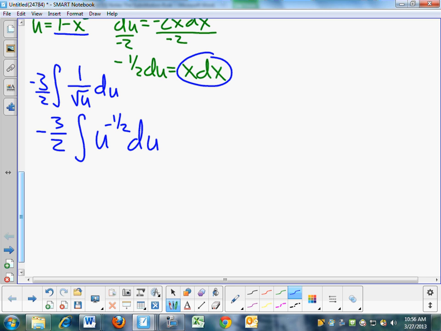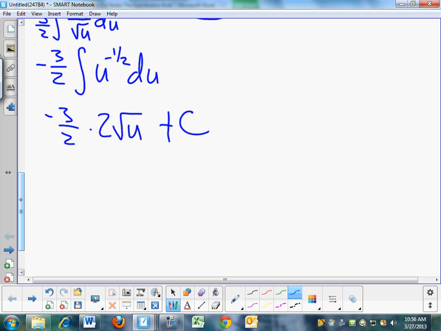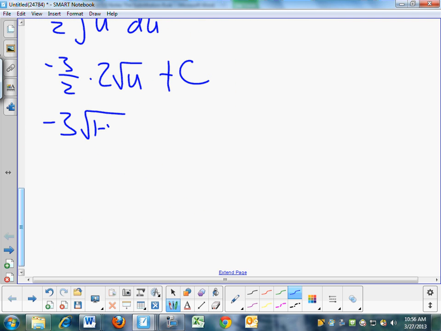What's the antiderivative of u to the negative 1/2? Good. 2 square roots of u plus c. That's the antiderivative. What happens to the 2's? You get negative 3 square root of 1 minus x squared plus c. That's your antiderivative.